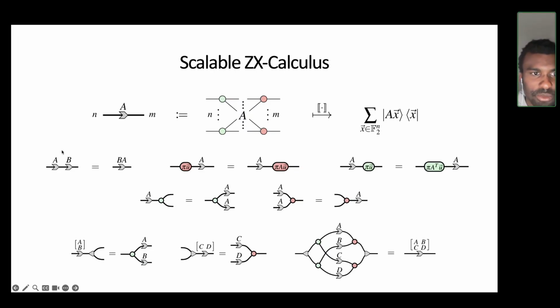Okay, don't worry too much about these rules. These are just more rules about how matrix arrows interact with the rest of the scalable ZX generators. I won't go through any of the nitty-gritty in this presentation. The paper is out on the arXiv though. It has the same name as the title of this talk.